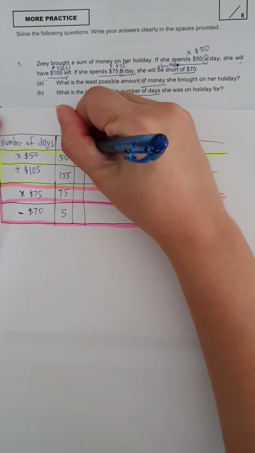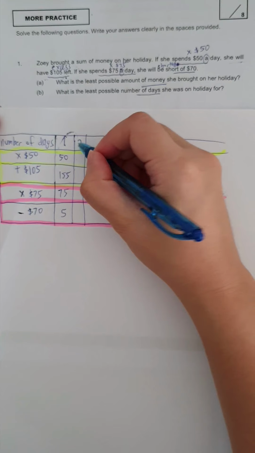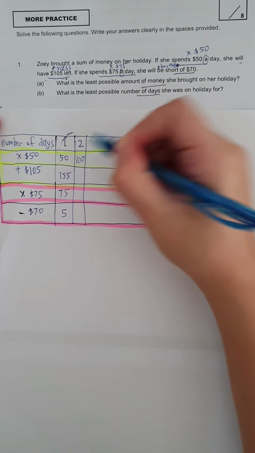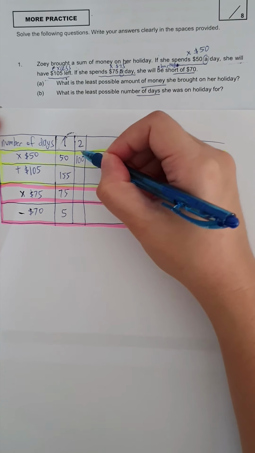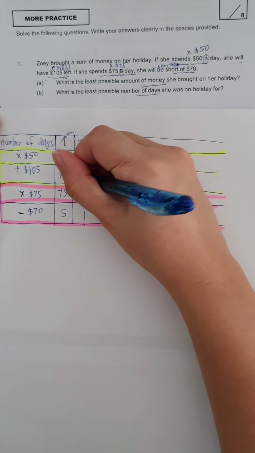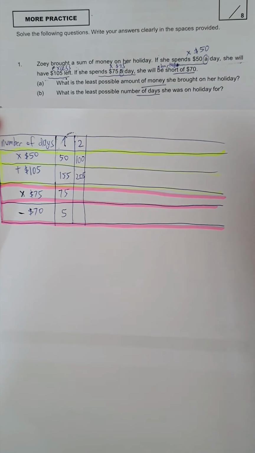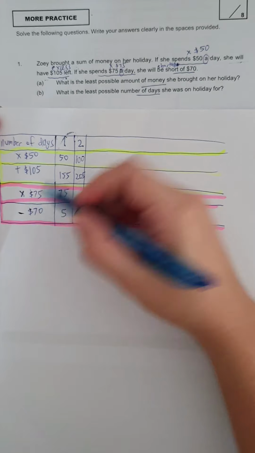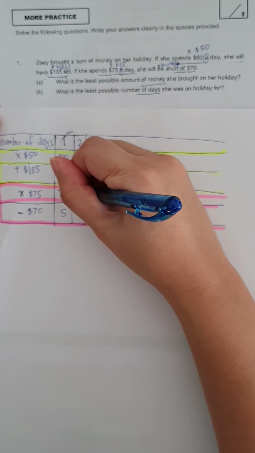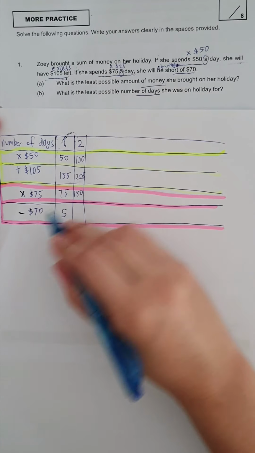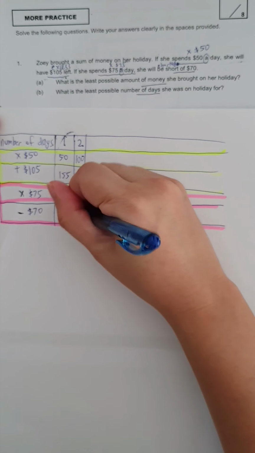Okay, so day 2. Let's do day 2. 2 times 50 is 100. Then I'm going to add. 100 plus 105 is 205. Next one, 2 times 75 is 150. 150 minus 70 is 80.